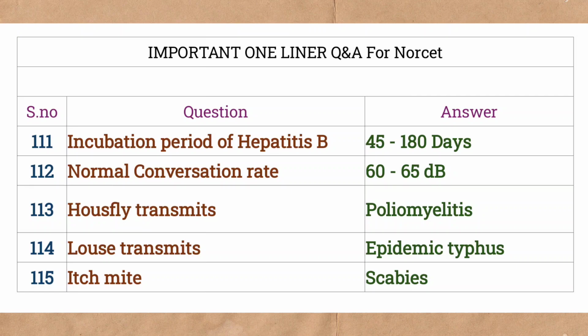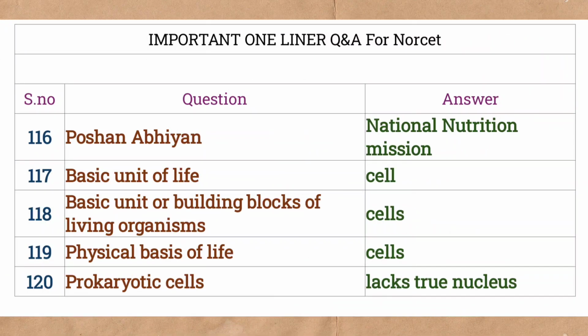111. Incubation period of hepatitis B: 45 to 180 days. 112. Normal conversation rate: 60 to 65 dB. 113. Housefly transmits poliomyelitis. 114. Louse transmits epidemic typhus. 115. Itch mite: scabies. 116. Poshan Abhiyaan: National Nutrition Mission.